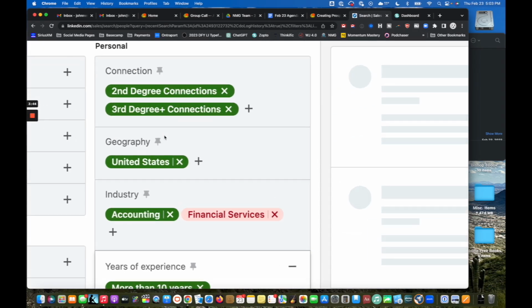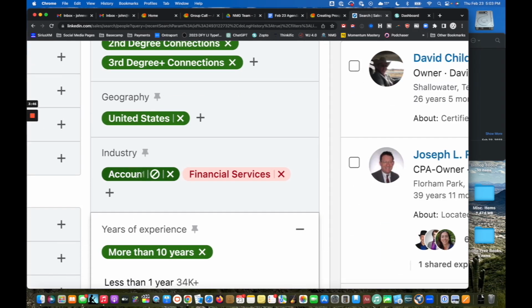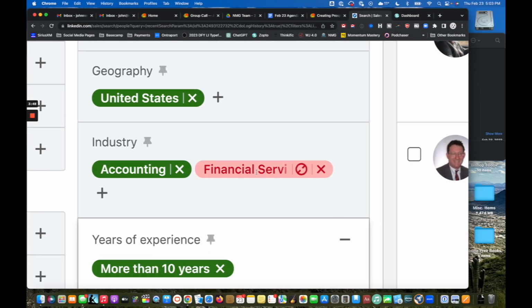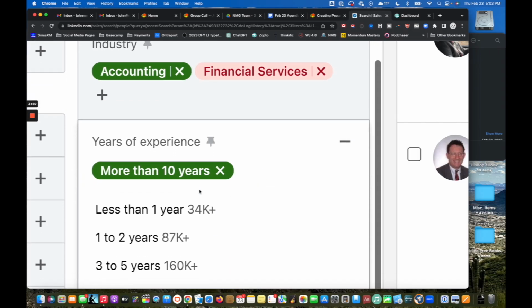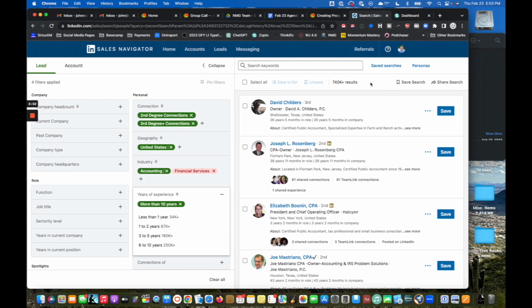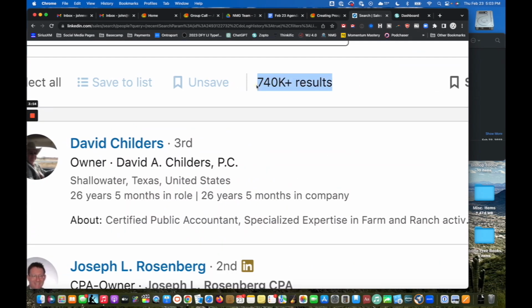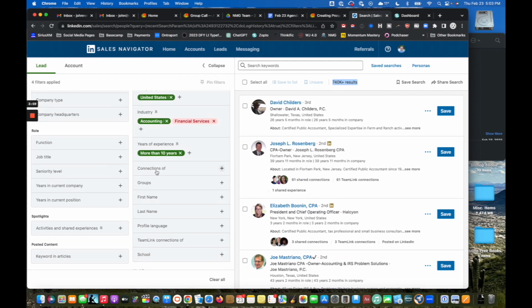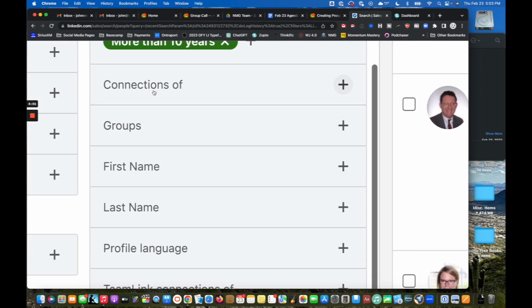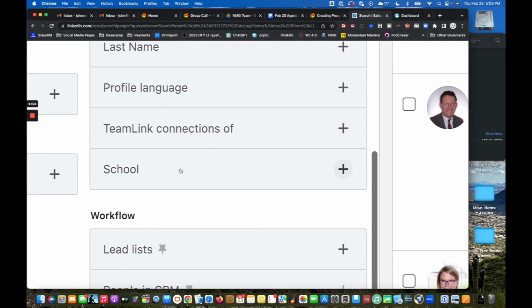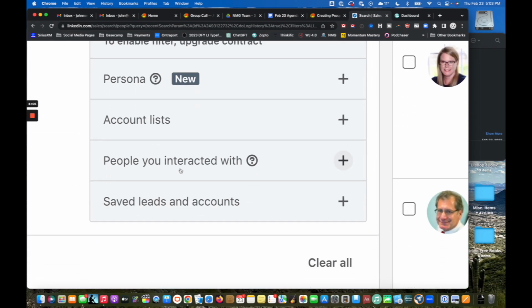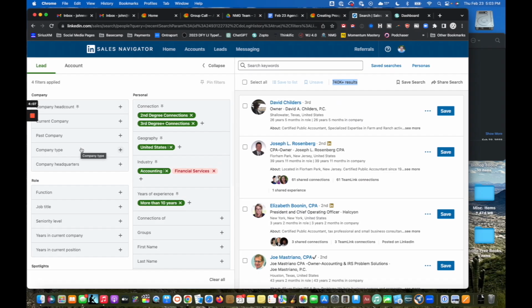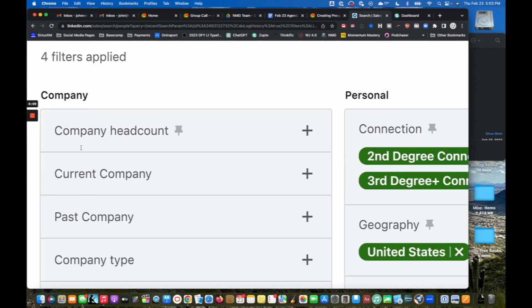So far we've built out second and third degree, U.S., accounting industry, not financial services. Get all those people out of here, more than 10 years. You can see this number shrank from 900 million to 740,000, right? So let's keep going. So then we're not going to use any of these other filters in this block as far as connections, profile language. We're not going to use the workflow ones at this point. What we're going to do is pivot over here to the company filter.